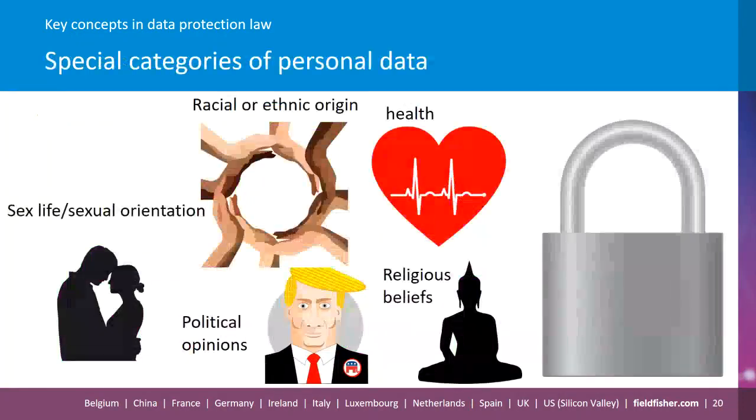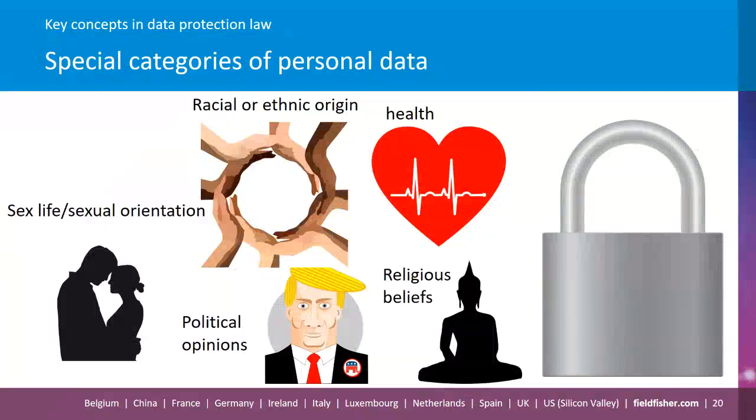The next really important concept is special categories of personal data, and I've put a huge padlock there in the corner of the slide, because special categories of personal data are sensitive and need extra protection in the legislation. So what are special categories of personal data? Well, I've set out some examples there. Data about people's health, their religious beliefs, their political opinions, their sex life or sexual orientation, or their racial or ethnic origins. Those are all given special protection in data protection law.